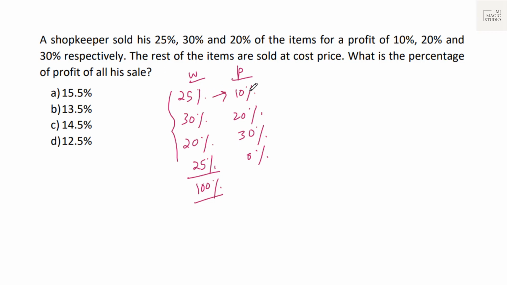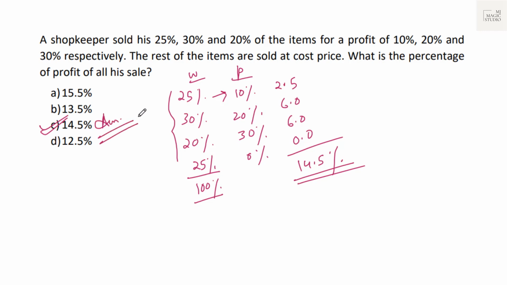We just need to multiply this. 25% of 10% is 2.5. 20 into 3 will give you 6. 30 into 20 will give you 6. 0 into 25 will give you 0% weightage. 12 and 2.5, 14.5. So the overall profit percentage from selling 100% of the items is on average 14.5%. That is option C.